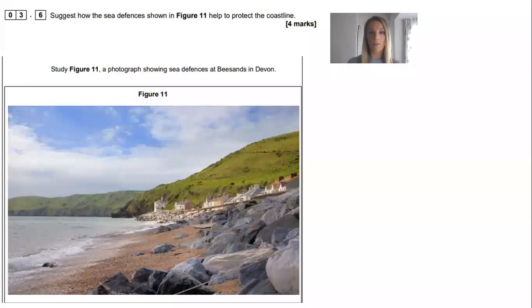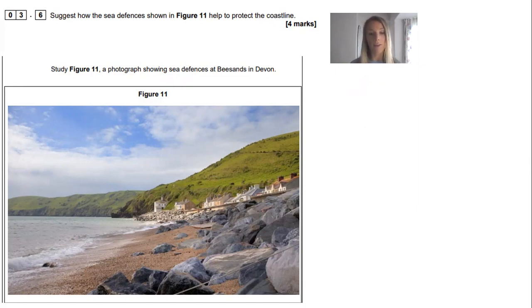So this is the question that we're looking at today. The examiner has asked you to suggest how the sea defences shown in figure 11 help to protect the coastline, and it's worth 4 marks. Now, what you need to do is study the figure, identify which engineering strategies have been used, and then explain how they work.